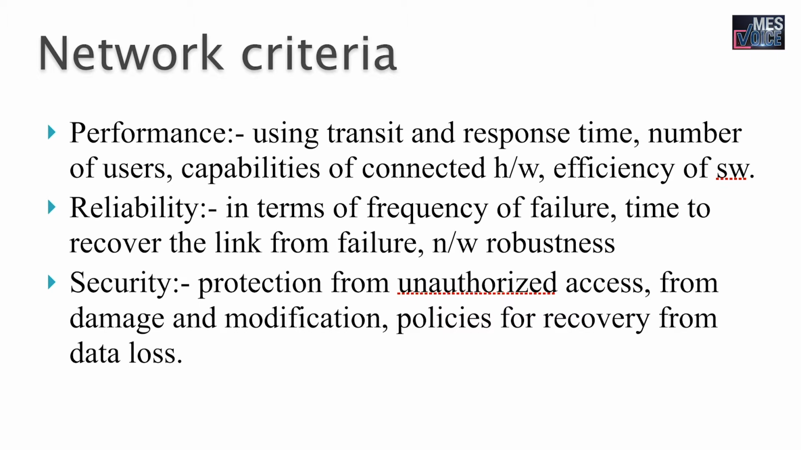The second criteria of a network is reliability. The network should be reliable in terms of frequency of failure. We are measuring this reliability, and the time to recover the link from failure, and the network robustness. A network should always be reliable. That is, the frequency of failure should be low. It should take minimum time to recover the link from failure and should be robust.